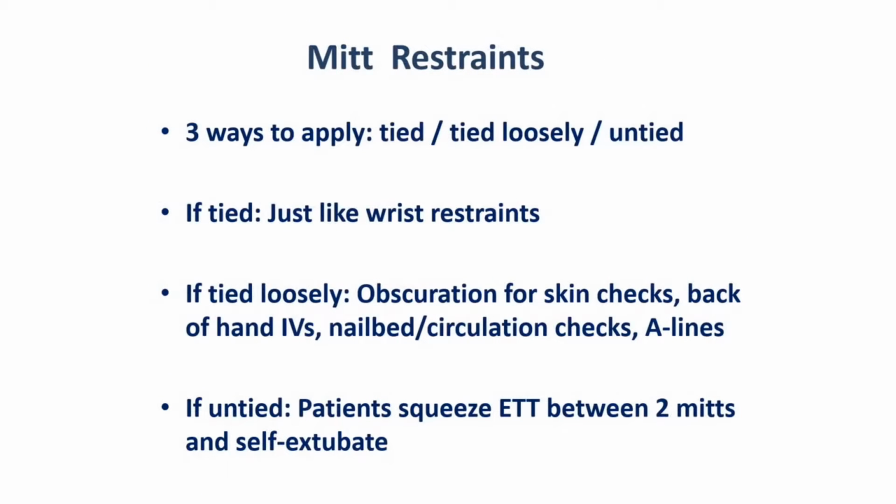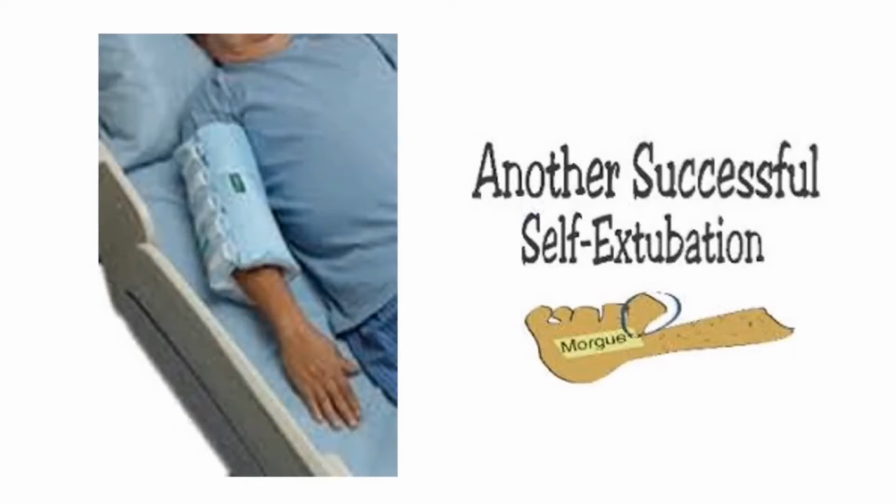Mitt restraints are either tied, untied, or loosely tied. Patients can bite them off, they can squeeze the mitts around the ET tube and remove it, and you don't have direct visualization of things on the hand, like A-lines, pulse oximeters, fingerstick areas, and IVs. Elbow water wing style devices can be easily removed by patients. They are not often used.